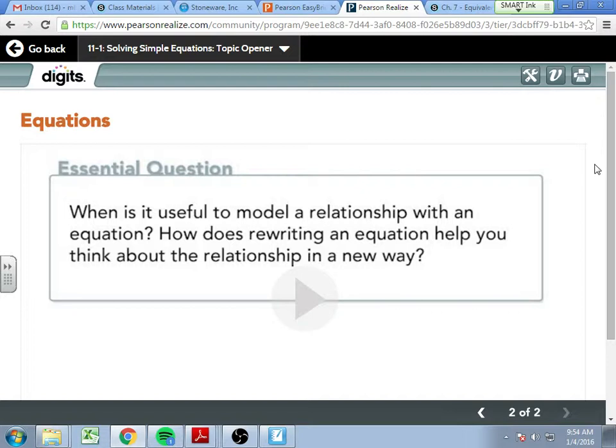But then that's inferring that there is an answer. Why do we use expressions? Unknown. Why do we use expressions? Why do we use variables?